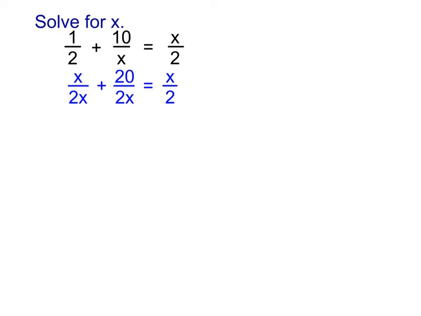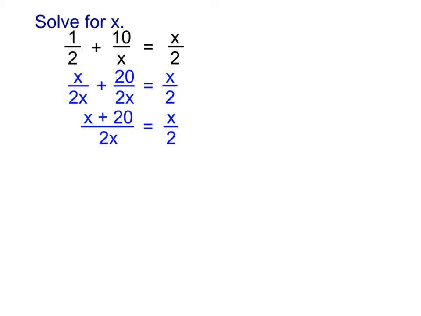Once I've done that, I can now go ahead and add my two fractions together to make a single fraction. Now, of course, if I'm going to do x plus 20 on the top there, well, that's just going to be x plus 20. I can't combine those terms in any way, and so they just have to stay x plus 20. And of course, it's over 2x. The denominators have to be the same because they stay the same. Now that I have a single fraction on each side, now I can go ahead and cross multiply.